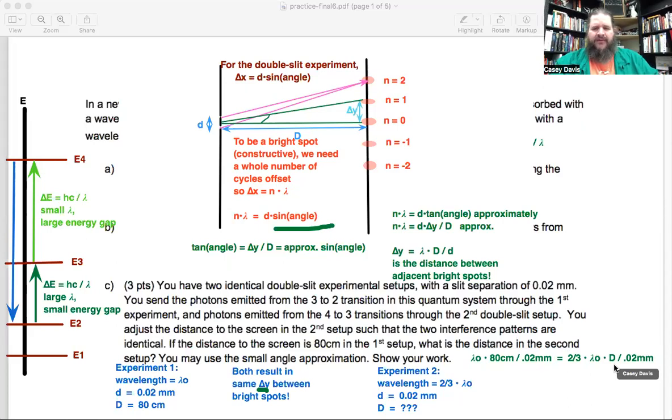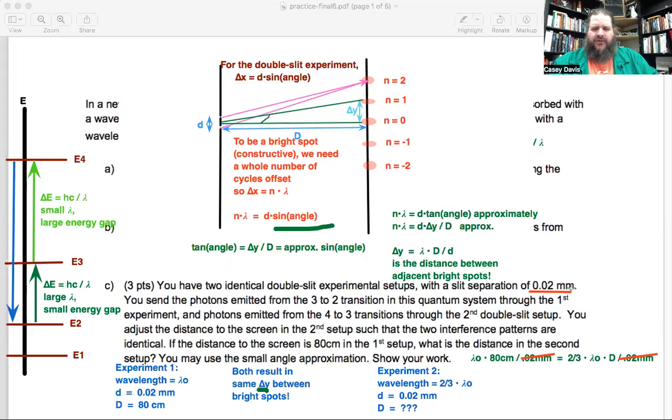First of all, what can we cancel out here? What could we just divide out completely? 0.02. Yeah, they both have a divided by 0.02 millimeters, so we can multiply both sides by 0.02 millimeters to cancel that out, which actually tells us we didn't even need to know this 0.02 millimeters here. All we needed to know is it's the same slit separation.